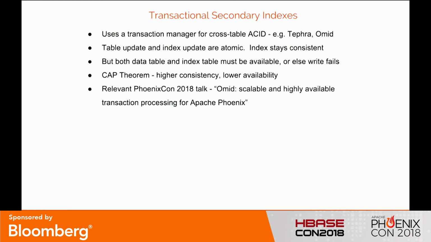Whereas before, with non-transactional indexes, we compromised on consistency a little bit, because if the index write fails, we just disable the index for a period of time, and then we hope that we can rebuild it from there. That makes it so you can still write to your data table, so it's a little bit more highly available. But this gives you stronger consistency at the trade-off of lower availability. There's a relevant PhoenixCon talk that I highly suggest you check out, a talk on one of the transaction managers, Omid.